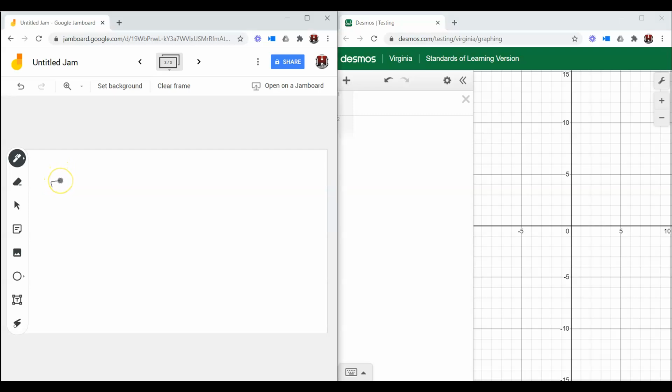All right, so let's go on to this one. 5x minus x minus 2 is greater than or equal to 2x minus 4 times x minus 8.